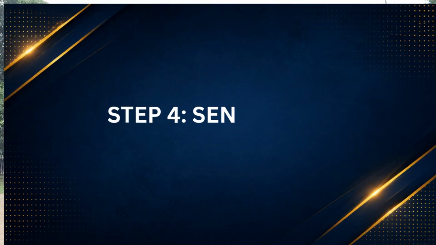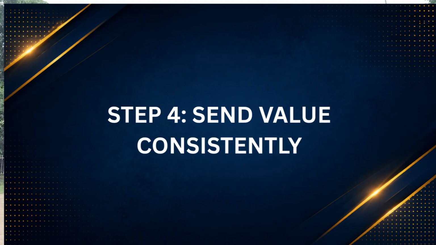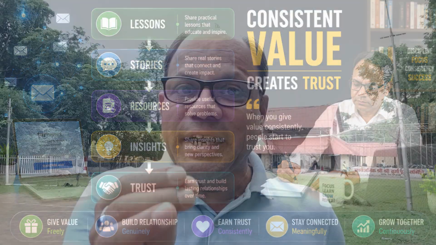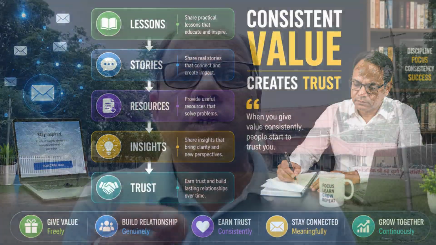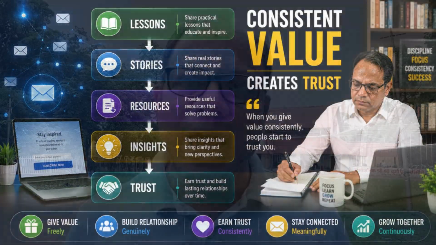Now, let us continue. Step 4, send value consistently. Many people make one mistake. They collect emails, but they do not communicate. An email list is not a database, it is a relationship. You need to consistently share value.